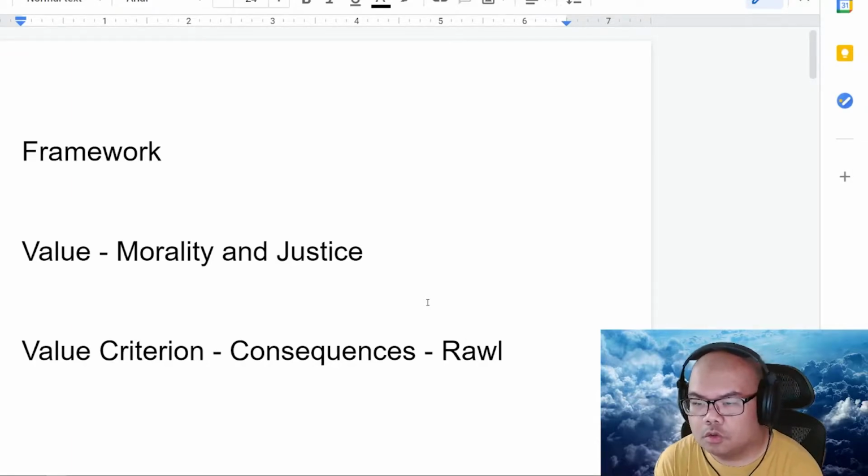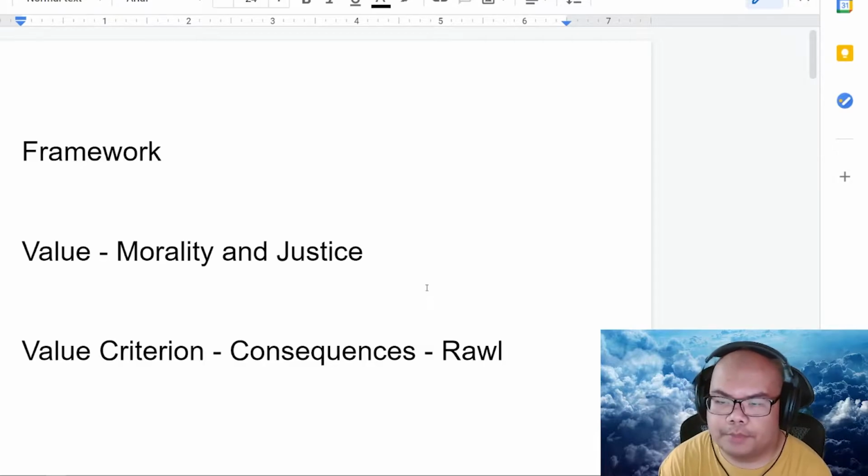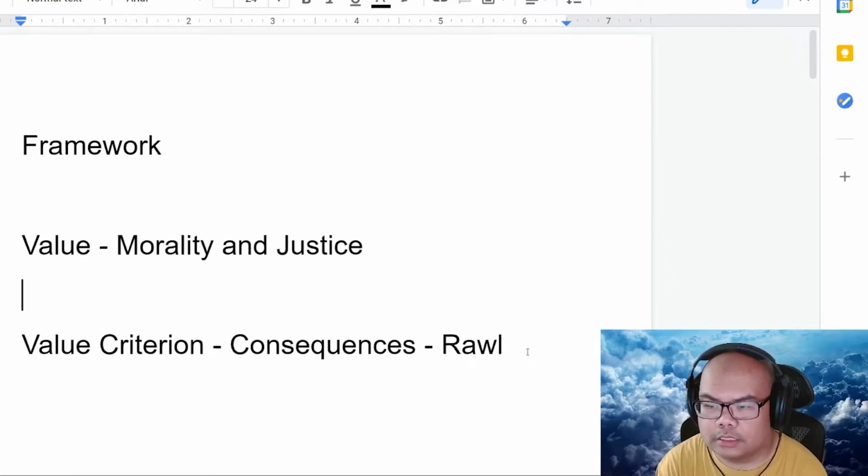Generally speaking, we usually have consequentialism as one of our main value criterions, especially in progressive LD debate. We also use something like Rawls' difference principle as a value criterion, as well as Kantian ethics. I don't include Kantian in this lecture because I think focusing on Rawls and consequences is going to be the best thing for this one.